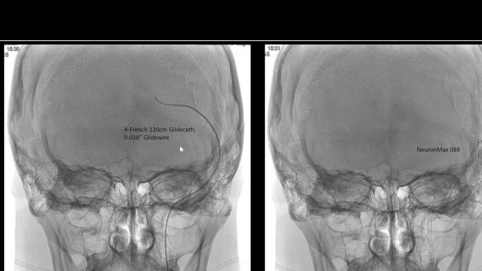I use a 4 French 120 centimeter glide cath in almost all interventional cases to advance and position my guide catheter. So I'm fairly familiar with its use. And for this particular scenario, I think it serves pretty well given its shape and the anatomy of the transverse sigmoid junction.